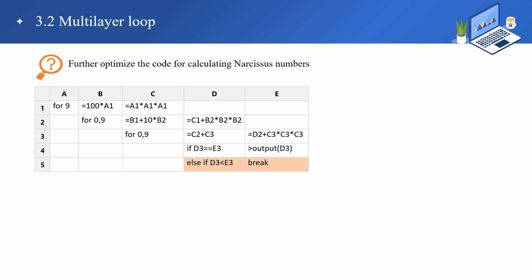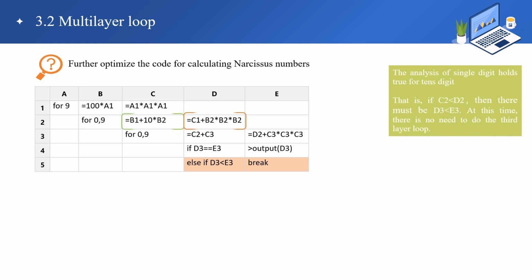In fact, the analysis of single digit just now holds true for tens digit because the cube of numbers 0 to 9 must not be less than itself. If C2 is less than D2, then D3 is certainly less than E3. At this time, there is no need to do the third layer loop. The code can be further optimized. The above analysis can be extended to the hundreds digit, but it doesn't make any sense. Please think about the reason here. Now, the optimization of this code is basically over.